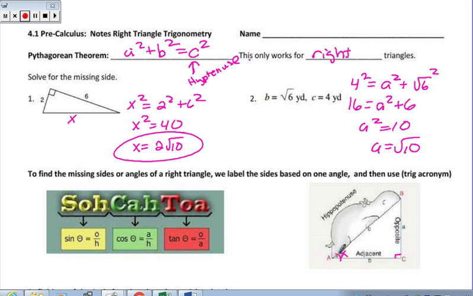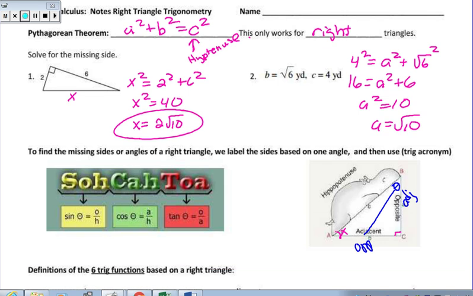If I'm looking at this angle here, the opposite side is the one that is directly across, so that would be side A in this case. The adjacent side will be touching the angle, so that would be B. If by chance we were looking at this angle here, and I'll call that one theta, then this would become the opposite side, and this would become the adjacent side. So it just depends on which angle we're talking about.